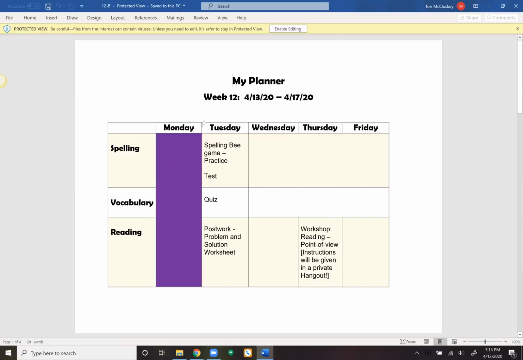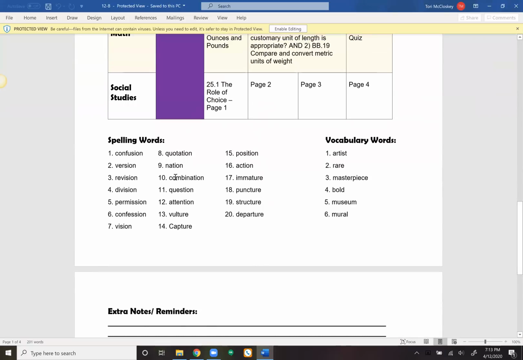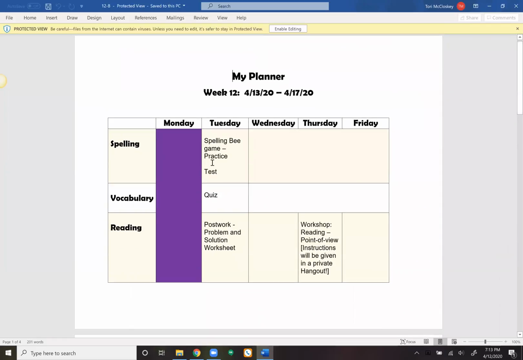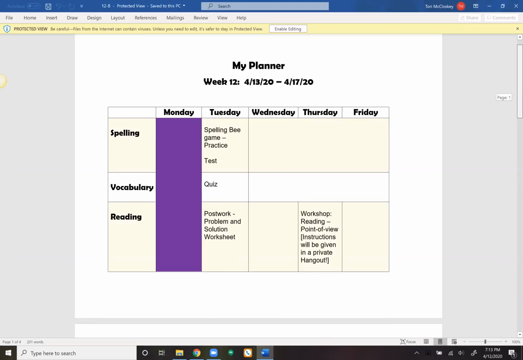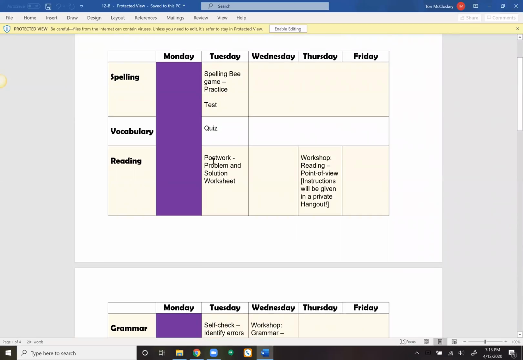My planner for week 12, which is the 13th through the 17th, we are off on Monday for Easter Monday. For spelling, you will have on Tuesday, your first day back, your spelling test. You have the spelling bee to practice, and then you will take your test. I left your words down here for your spelling and vocabulary, and then you will not have spelling the rest of the week. Vocabulary, you will have your quiz, words at the bottom, and then nothing the rest of the week. Reading, Tuesday you will do your post work problem and solution worksheet, which you will turn in with your weekly work. And nothing Wednesday, Friday.